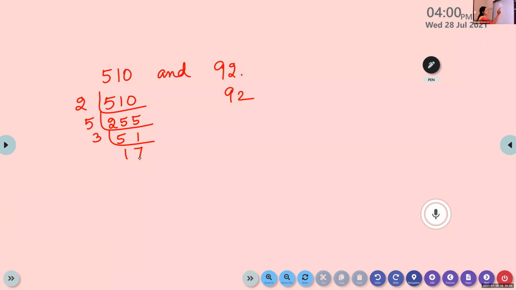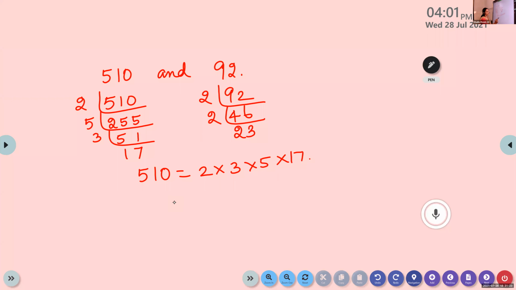Now take the next number, 92. If you divide it by 2, we will get 46. Again, if you divide it by 2, 23. Now 23 is a prime number. We can't divide it further. So we can write 510 is equal to 2 into 3 into 5 into 17. What about 92? 2 square into 23.